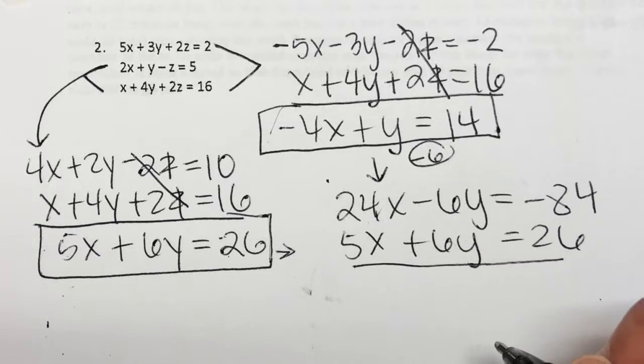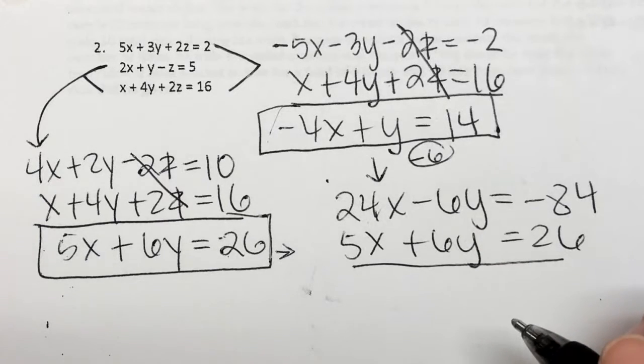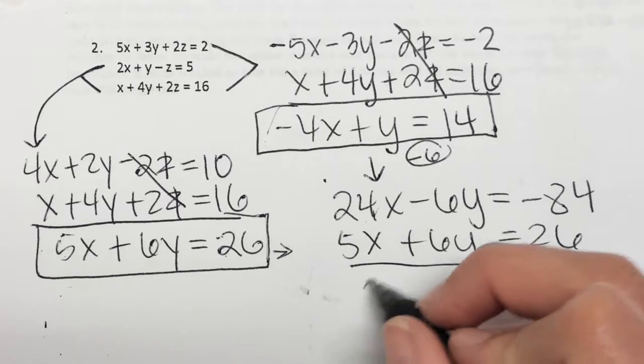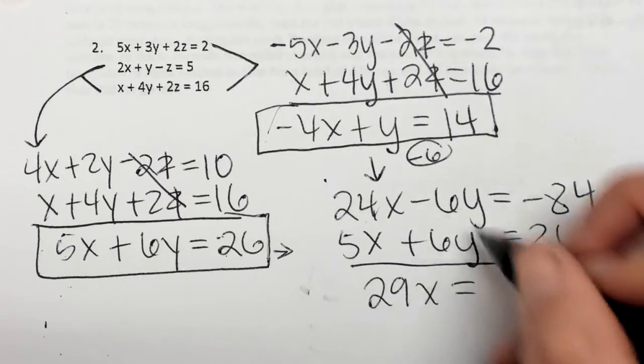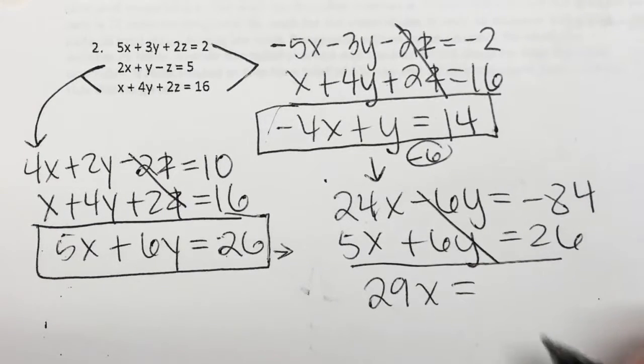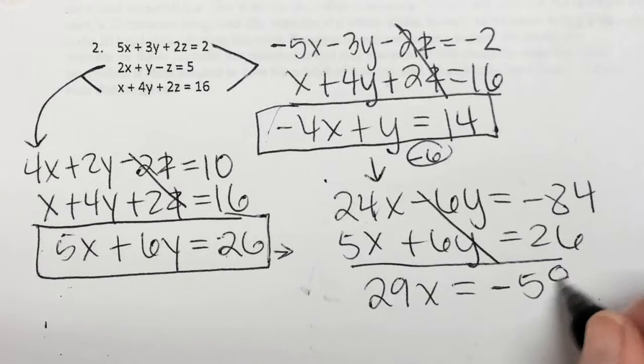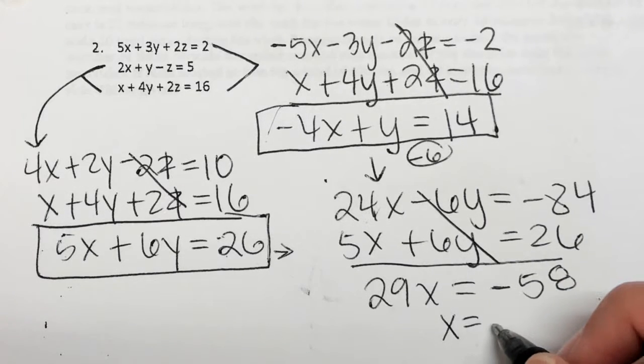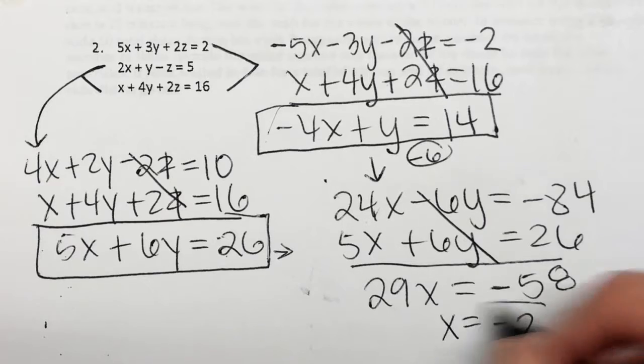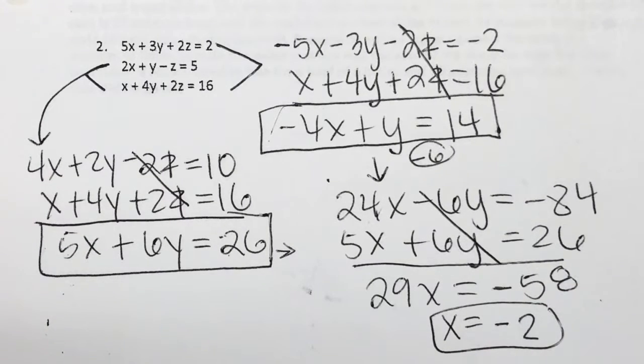When I add them together, I'll get what? 20x. Good? Equals negative 58. So x is negative 2. Very good. Alright, I'll stop there. Does anybody have questions so far about a step we did?